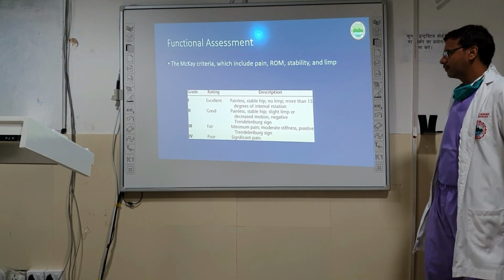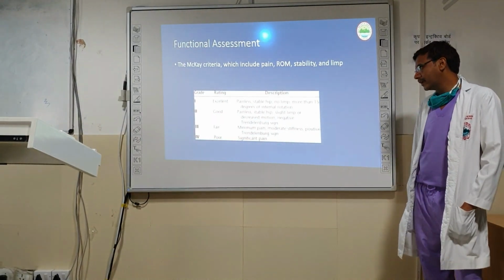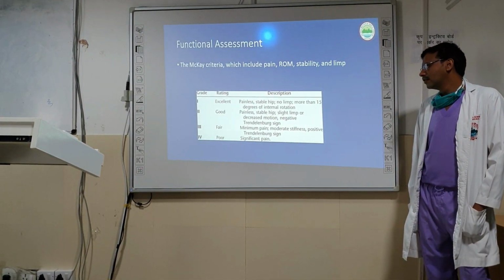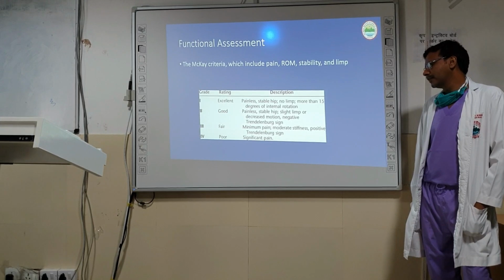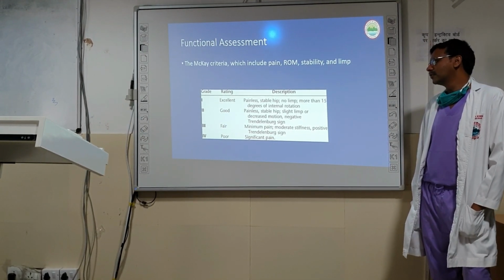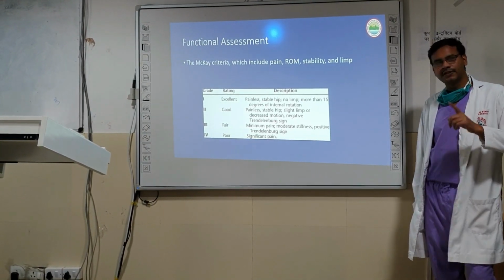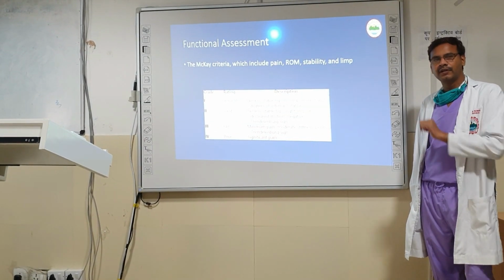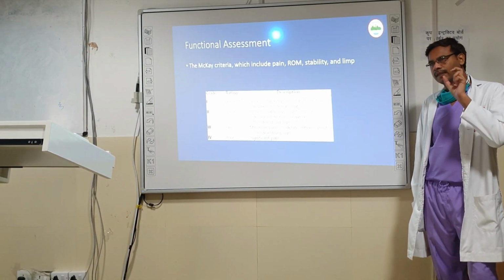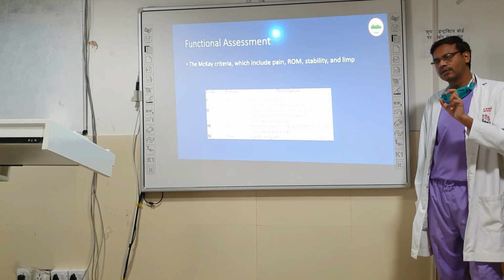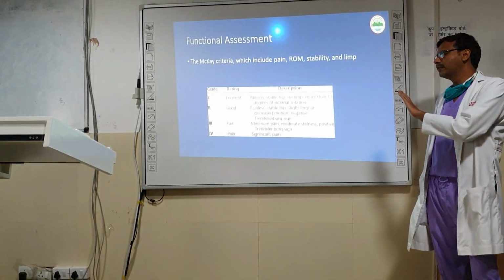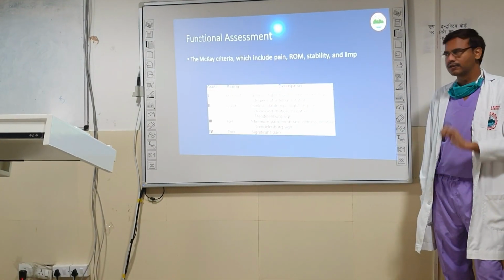Now the first thing, that is functional assessment. There are McKay criteria, and they start from grade 1, that is excellent, to grade 4, poor. So depending upon the stability and pain they have divided, so you have to subcategorize your result into one of the McKay criteria. That is important. Next.